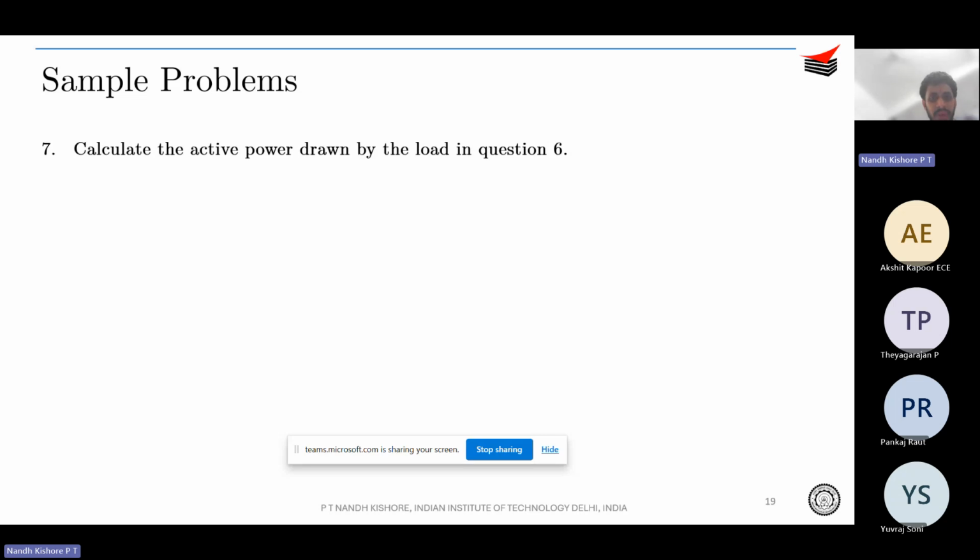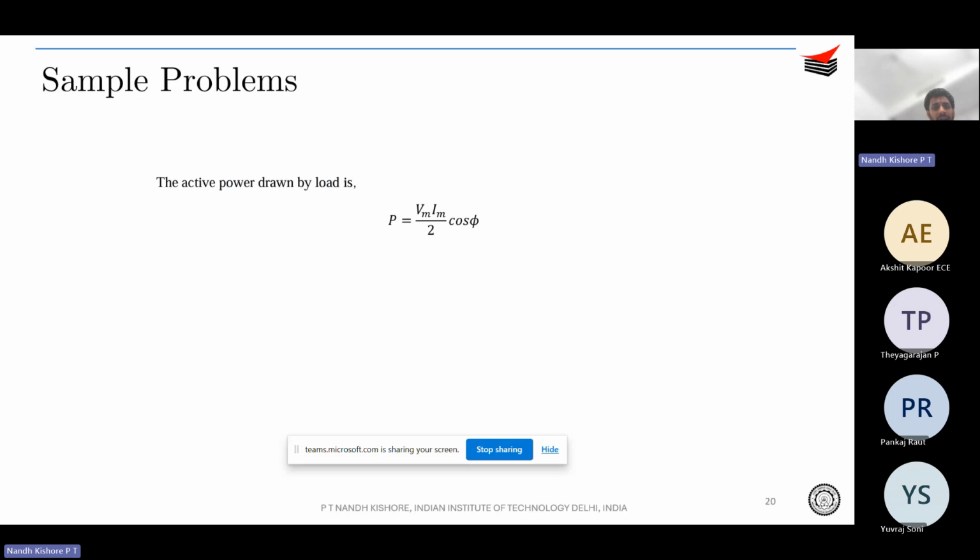So calculate the active power drawn by the load in question 6. Again a simple problem. Active power P is equal to Vrms Irms cos phi, correct? Or Vm Im by 2 cos phi. So just compute, substituting the given parameters. That is Vm Im by 2 cos phi. So 325 into 10 by 2 into cos 30.